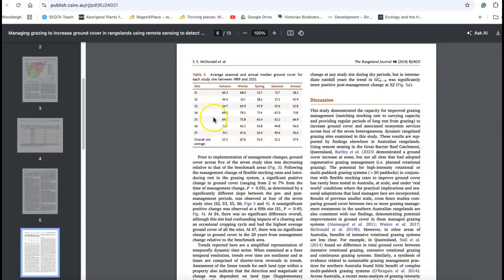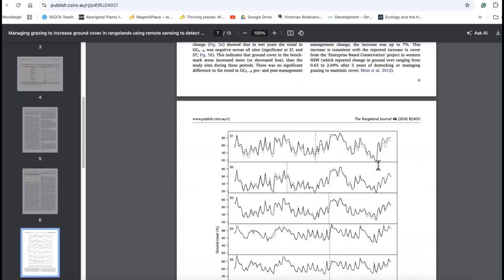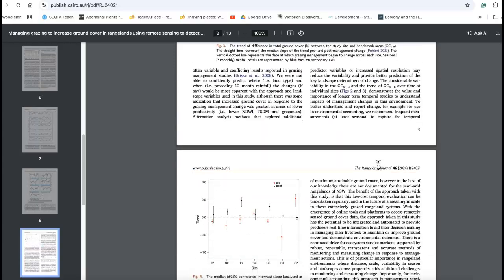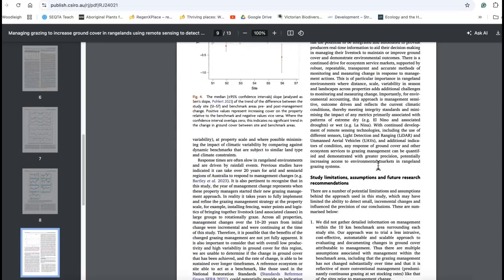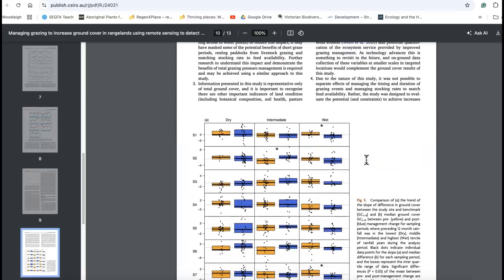Look at the table. There's our 7 sites. I can go back and look at the map and work out where they are. We're getting autumn, winter, spring, summer covers. And it doesn't really tell me much at all. Discussion of all that detail. Got some interesting graphs there. Okay. More interesting graphs. Some stated limitations, assumptions, and future research recommendations. So they're suggesting things I need to do next to make it better.